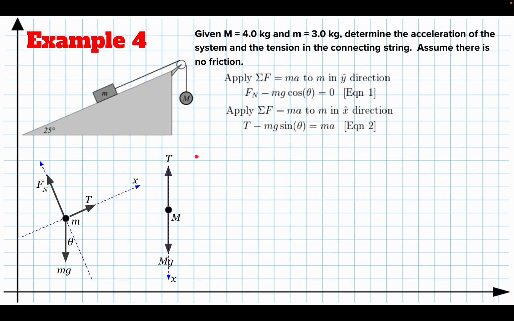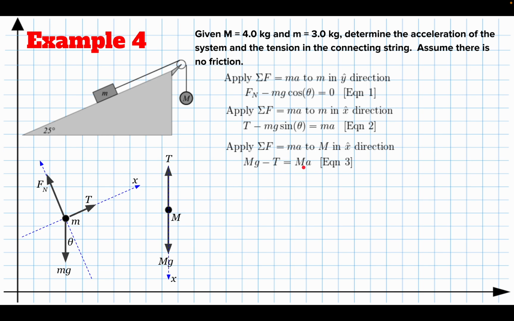We can now apply Newton's law to the hanging mass. Since this mass falls downwards and accelerates downwards, we're going to call this the positive x direction. And so it's going to look like this: capital Mg minus T equals capital M times a.